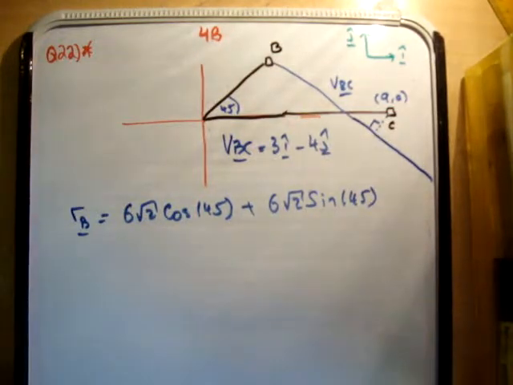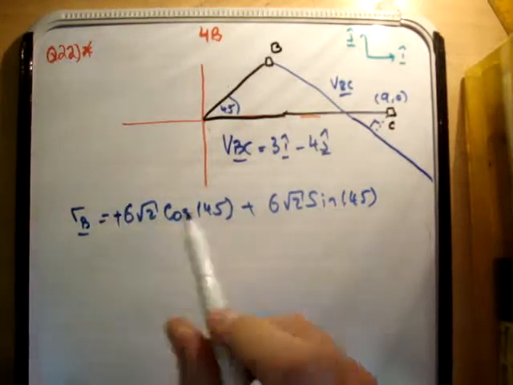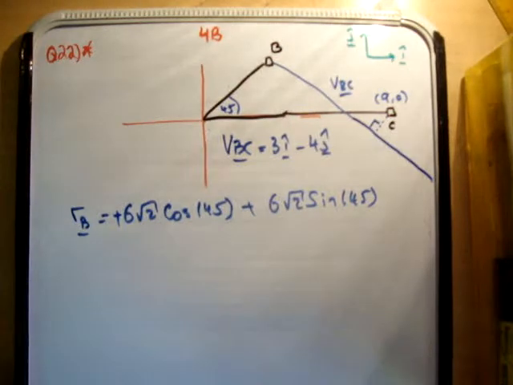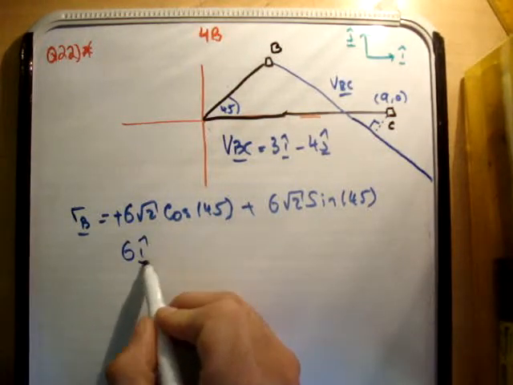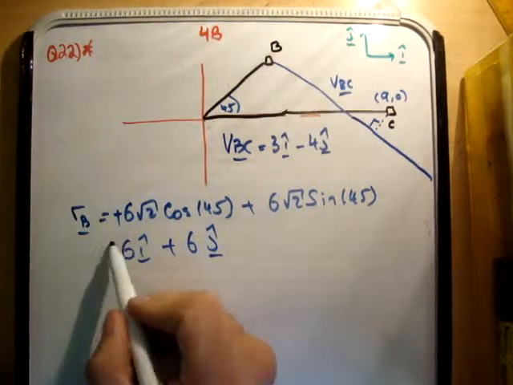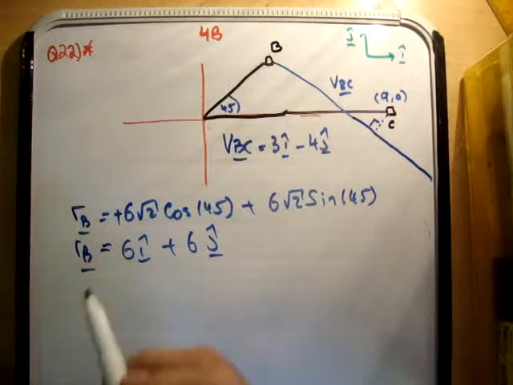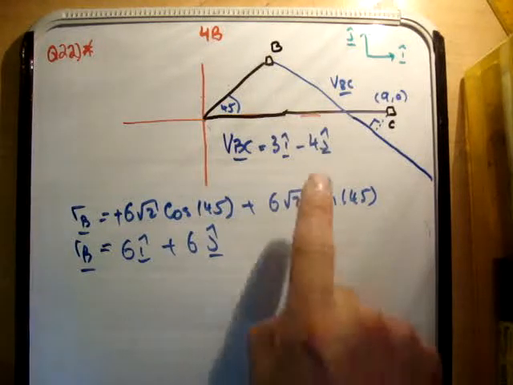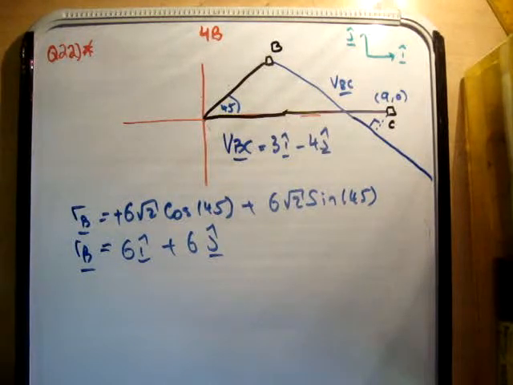Now the directions this time are both positive because it's away from the origin in the plus plus quadrant. So that's just going to be 6i hat plus 6j hat, because the cos and sine of 45 are 1 over root 2. Alright, so we now know where B is. We know a point. It's 6i plus 6j. And we know the slope, because the slope was equal to negative 4 over 3.